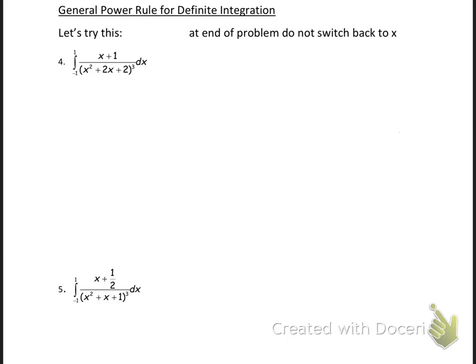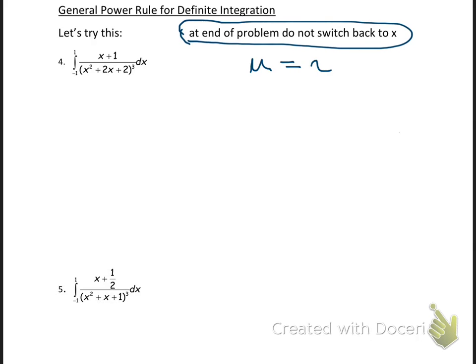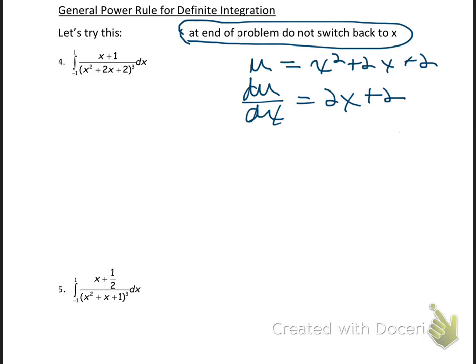So I said at the end of the problem, do not switch back to x. And the second big point, you have to recreate your 1 and -1, and we'll talk about that in a second. So I think the most complicated thing I have is this denominator, which is going to be x squared plus 2x plus 2. Okay, so then my du dx is going to be 2x plus 2.